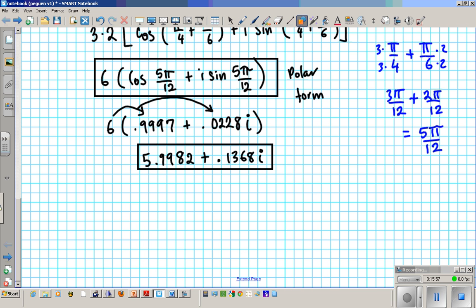Alright, so that's that. Now we're going to take a look at the quotient of complex numbers in polar form, okay? Alright, write down the subheading.